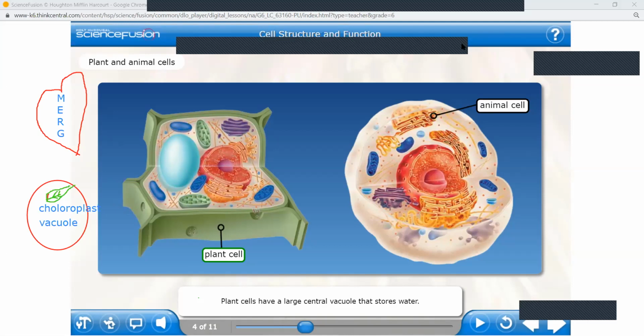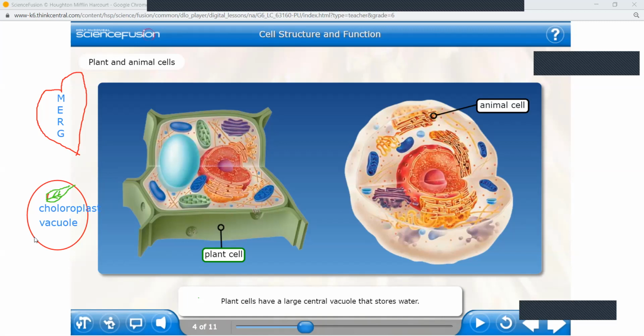So now there are two things I told you they have: chloroplast and vacuole. Chloroplast contains chlorophyll, which is responsible to make own food. Vacuole contains water. It stores water.